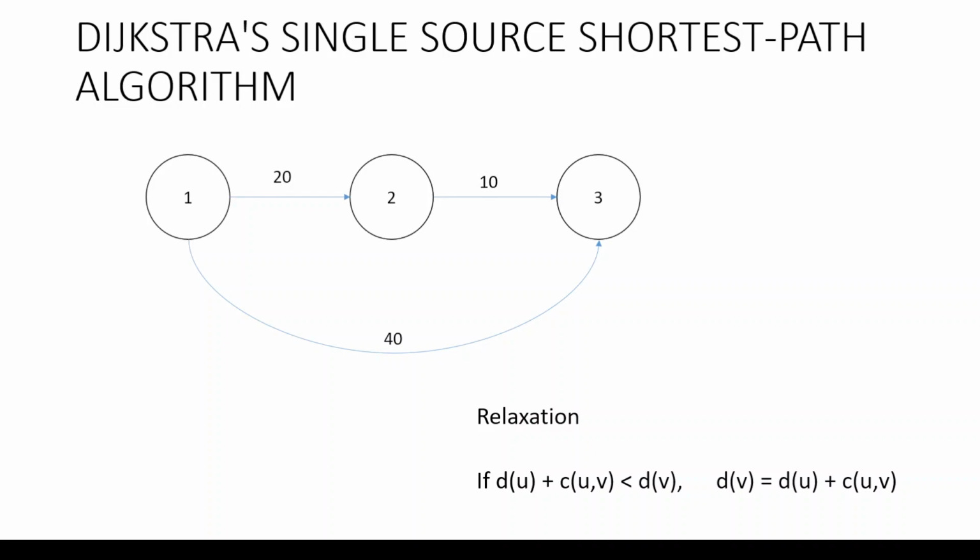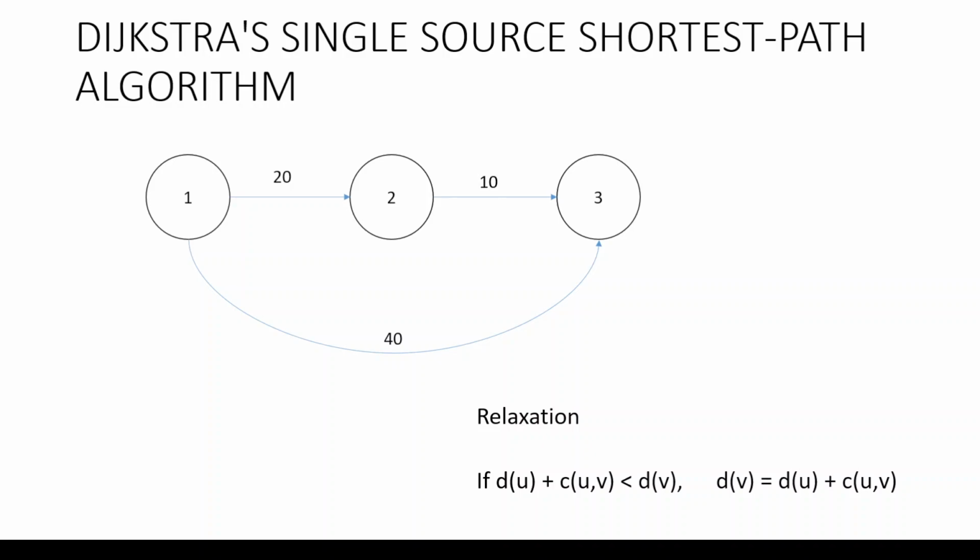Here you should notice that the relaxation is done with respect to the vertex using this formula: if distance of u plus cost of u comma v is less than distance of v, then distance of v is relaxed to distance of u plus c of u comma v. The meaning of relaxation is that you are finding a path from the source vertex, or from u to v, which has less distance than whatever distance is currently allotted to that vertex. We will come to know about it when we solve this problem.